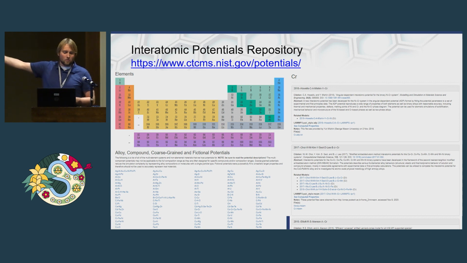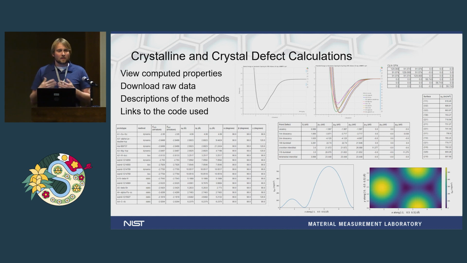When you click on chromium, you get the list of all the different potentials. There's a unique ID for each potential, citation information about what the original usage was for that interatomic potential, which other potentials in the repository share the same type of interactions, and then links to download the parameter files. On top of that, there's a computed properties link for each version of every potential we have that is LAMMPS compatible. If you click on that, it pops up a separate web page with a whole list of crystalline and crystal defect property calculations that have been evaluated for all those different interatomic potentials.